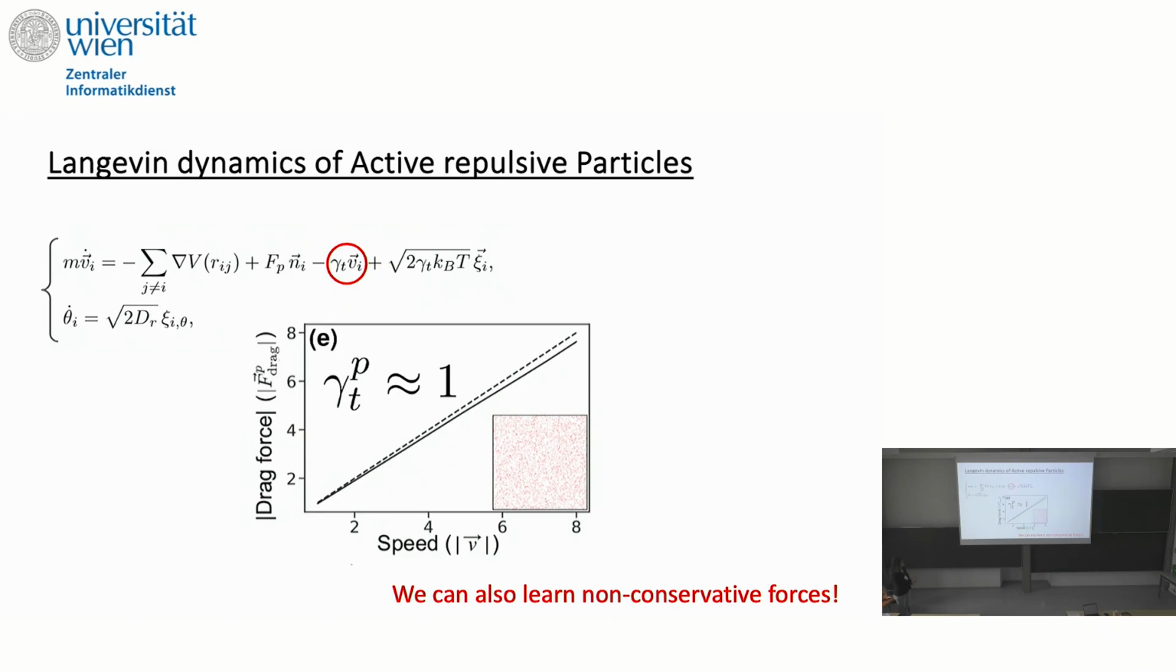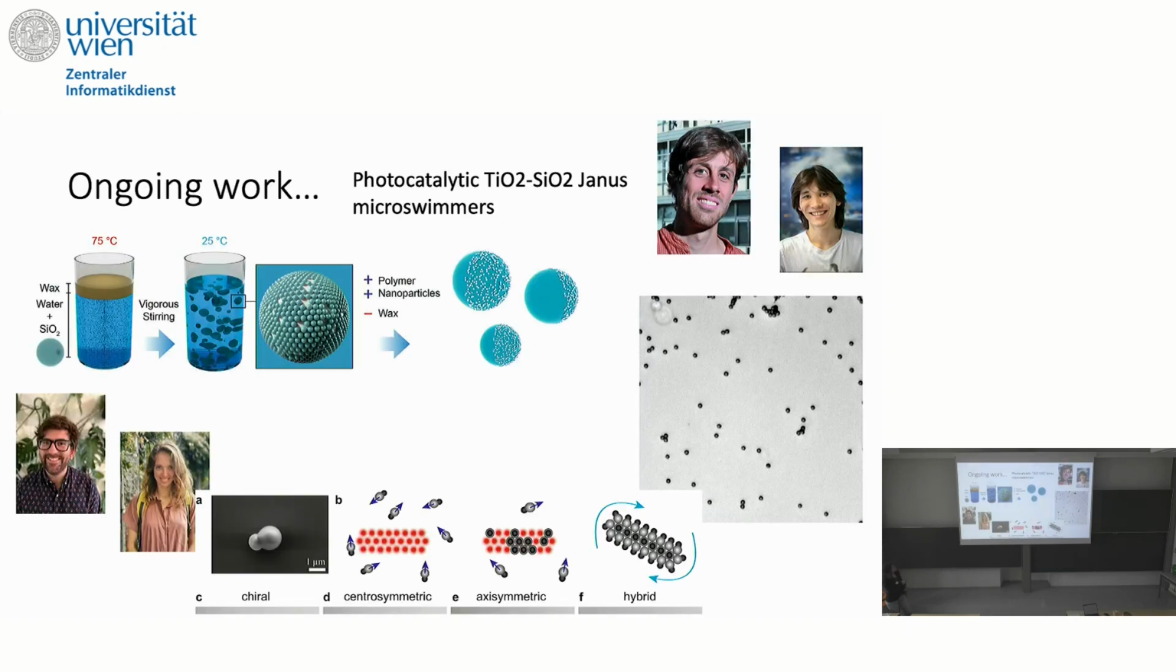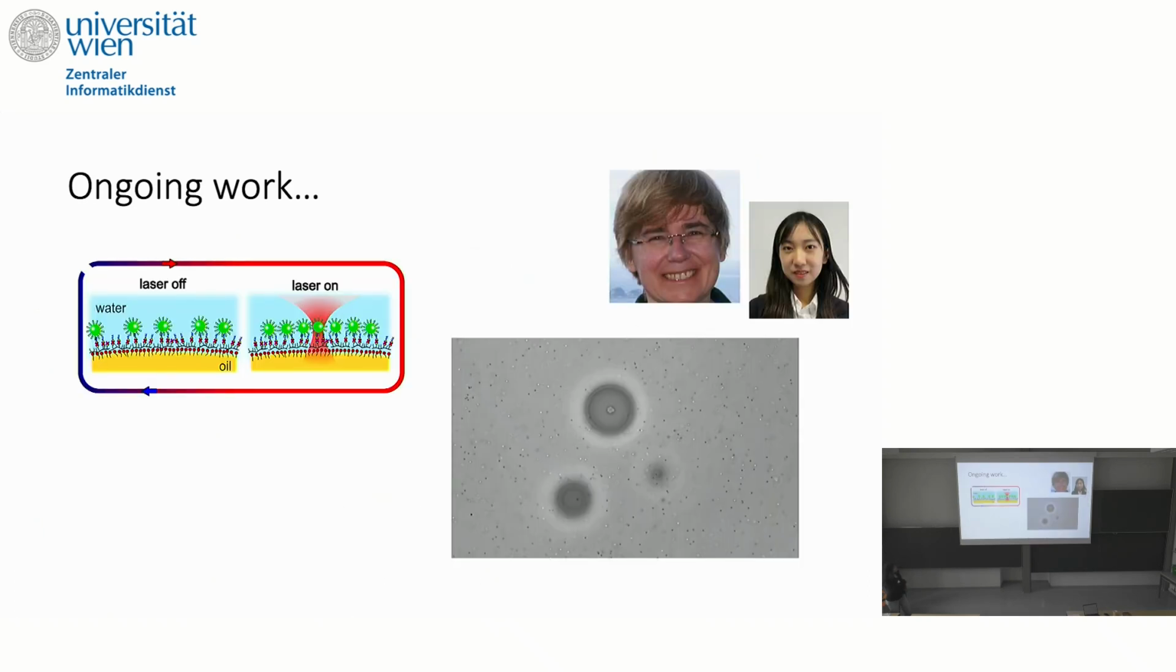So ActiveNet can also be used to learn non-conservative forces. And our idea is just to suggest this graph neural network as a tool to infer interparticle interactions, non-conservative and active forces. And we are working nowadays with Lucio Isa and Max Paley to try to learn interactions and activity from their photocatalytic active colloids, and also with Jeremy Pallacci and with these chiral active particles, and with Erika Eiser with her colloids trapped via an external laser.